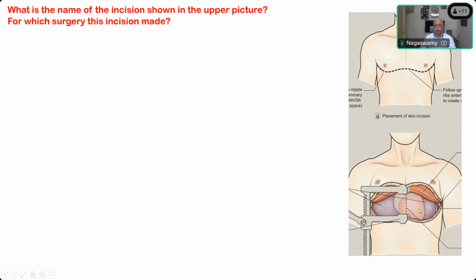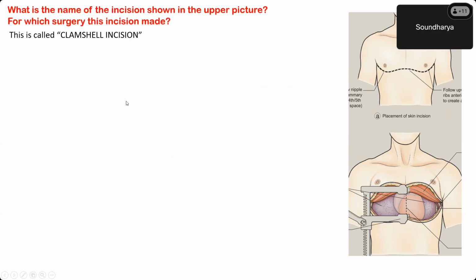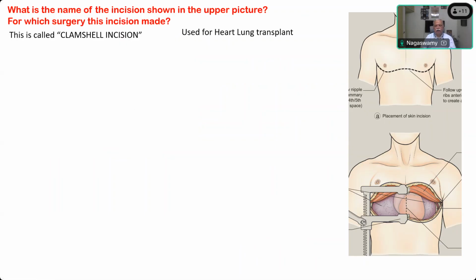Okay, I'll give you a clue. This is done for heart-lung transplant. So what is the name of the incision? Any idea? No, sir. Okay, this is called clamshell incision, and this is used for heart-lung transplant surgery.